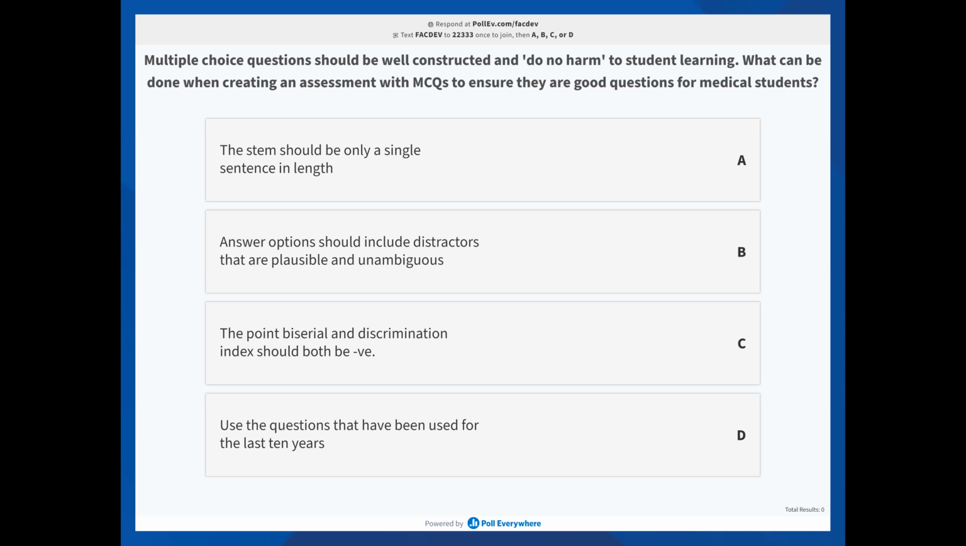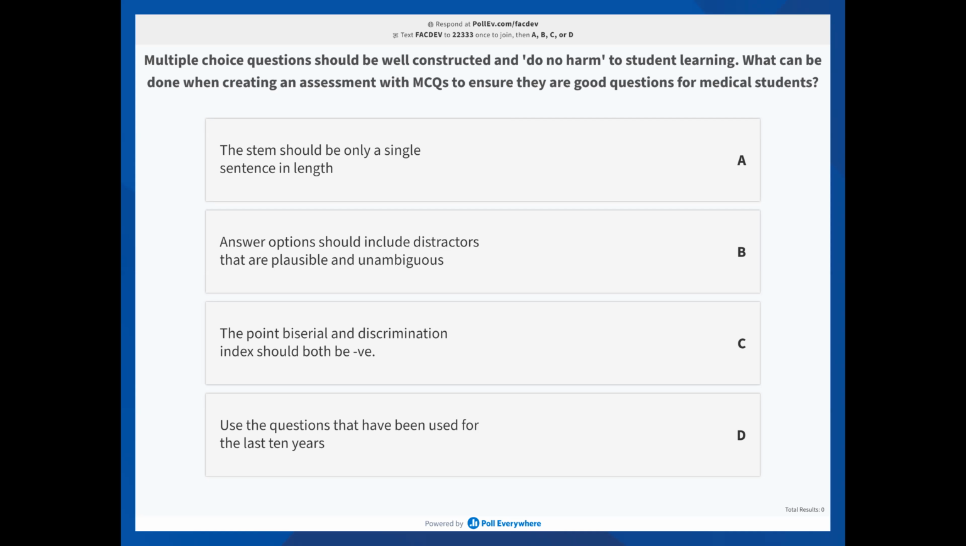Anyway, back to this question. What can be done when creating an assessment to ensure that they're good questions? The stem should be only a single sentence in length. Answer options should include distractors that are plausible and unambiguous. The point biserial and discrimination index should both be negative. We know that's not true. This is a bad question because that is so clearly not true.